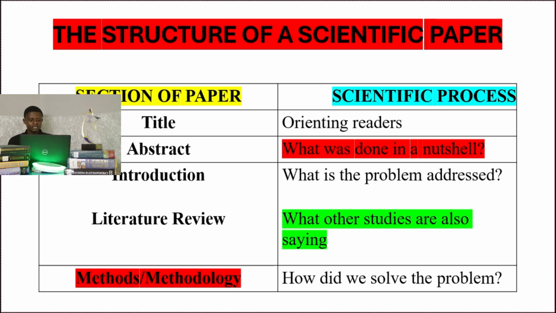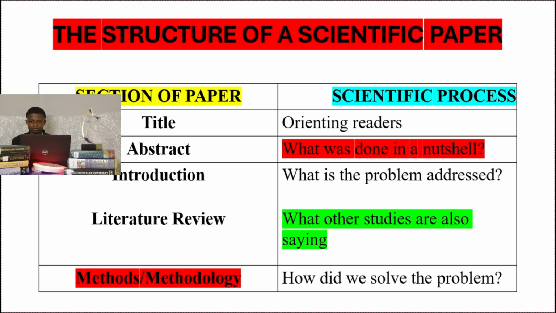Then to the methodology. How did we solve the problem? So the methodology talks about the systematic procedures you used in conducting your study. With an accurate methodology, someone elsewhere can also pick your study and try to do similar work at their end. With a proper and well-structured methodology, those people can conduct that same study at their end without contacting you and get a similar result.